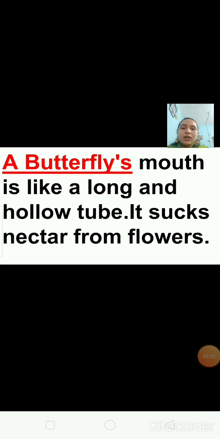Now about the butterfly. You must have seen butterflies sitting on a flower, right? Why do they sit on the flower? Can you tell me why? Yes, they sit on the flower to suck the nectar from the flower. Its mouth is like a long hollow tube. A butterfly uses this to suck the nectar, like how we drink juice using a straw.